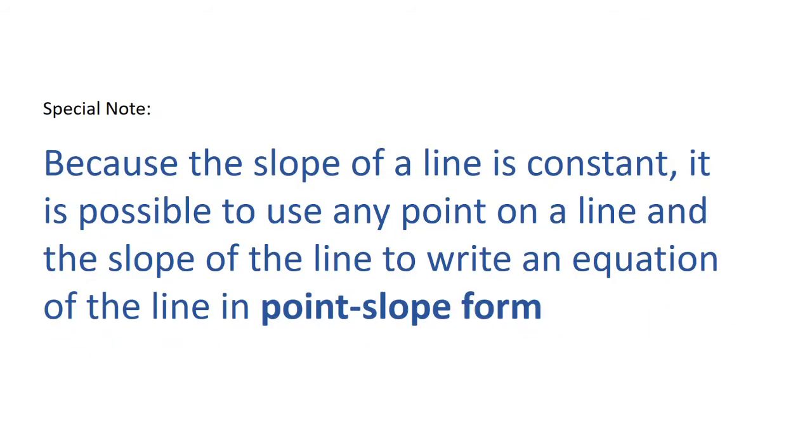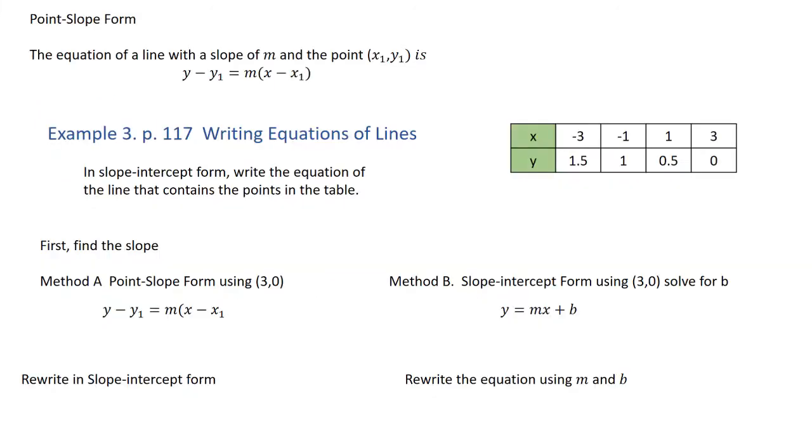Because the slope of a line is constant, it is possible to use any point on a line and the slope of the line to write an equation of the line in point slope form. All right, so that's our point slope form, which is a little bit different than what you're used to. You're used to the slope intercept form, but now we're going to use the point slope form. And really and truly, the point slope form is a little bit easier because you don't have to do some substituting and things that you would.